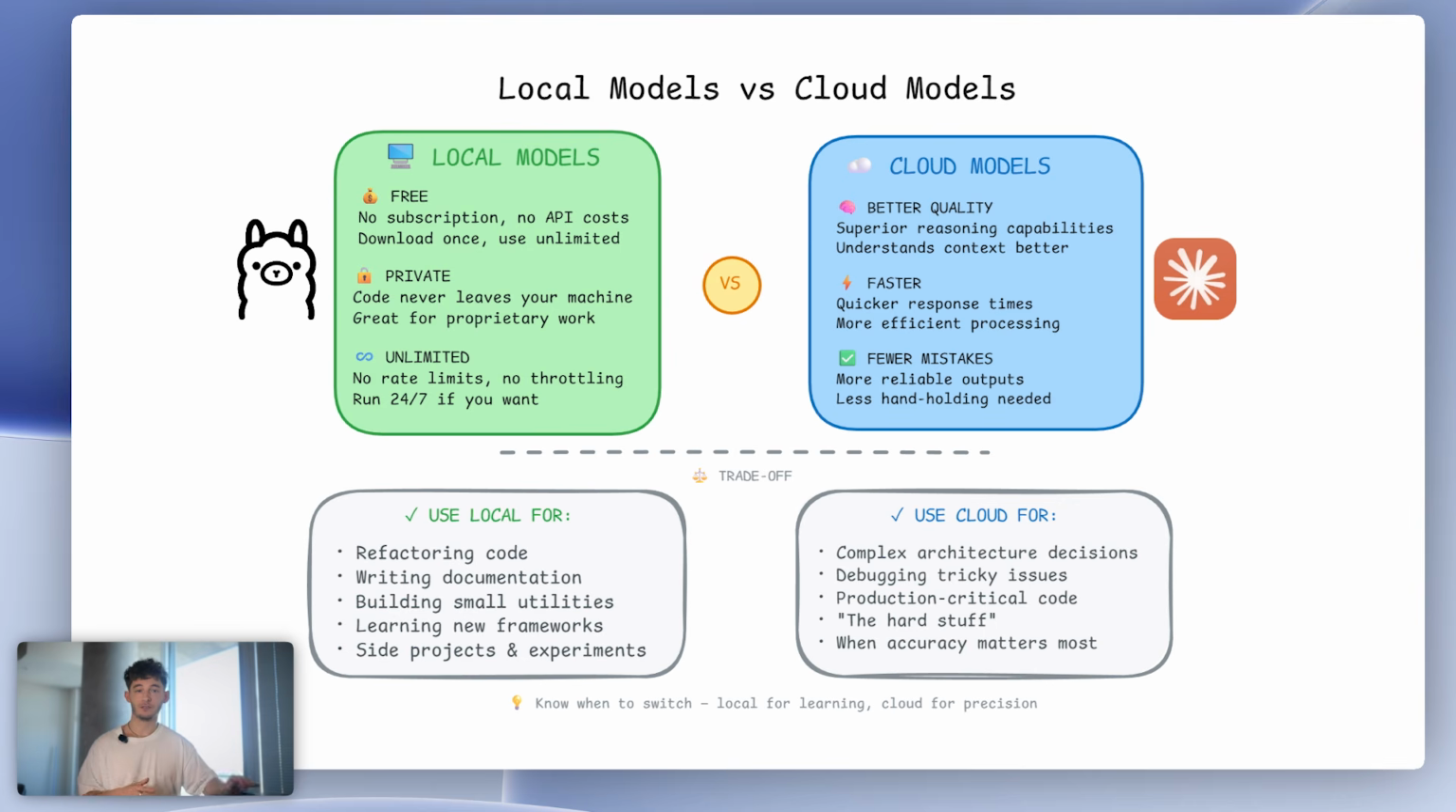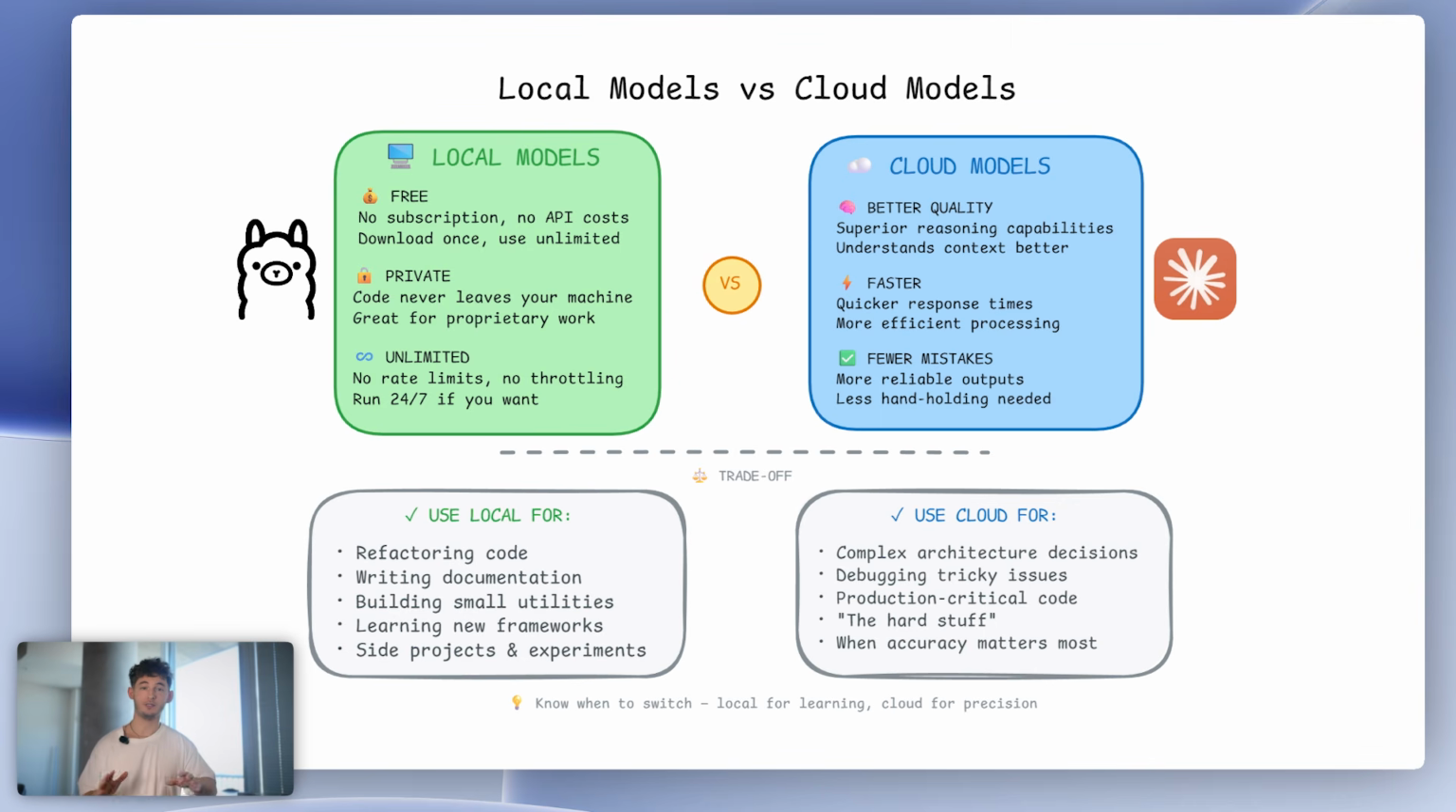First, it's completely free. Once you download the models that you want to use, you can use them unlimited times. There are no subscriptions, no API costs adding up. And if you're building something just as a side project, or you're just learning to code, not having to worry about burning through credits is huge for you.